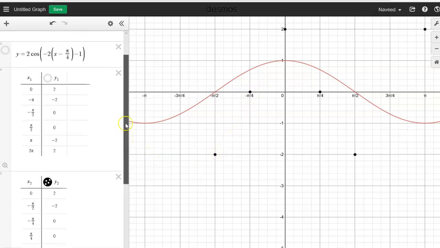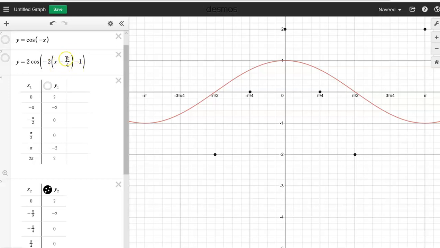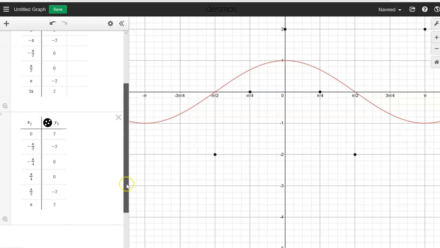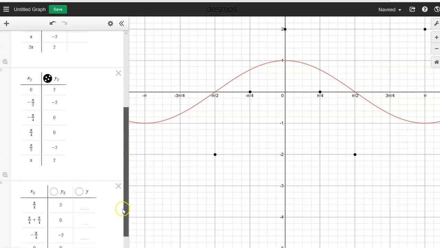Very good. And then the next piece is the negative pi over 4. That means every point is going to move to the right by pi over 4, so 0 becomes 0 plus pi over 4, negative pi over 2 becomes negative pi over 2 plus pi over 4. So this point is going to move to negative pi over 4, this point is going to move to pi over 4, this point is going to move to pi over 2. Everything is going to shift. And when I click on that, it should show you the shift. Here it is, that's the blue points.